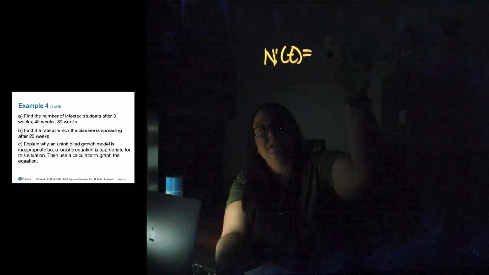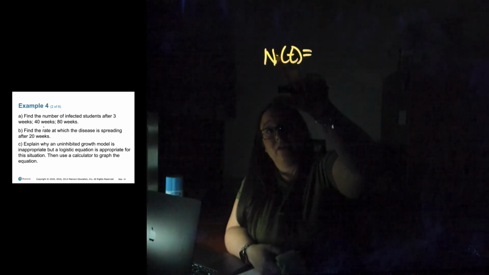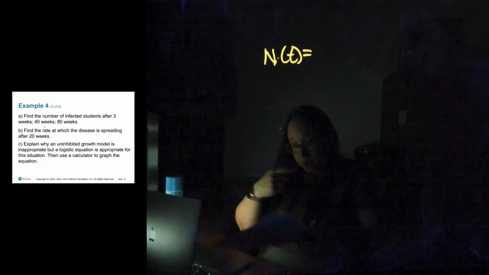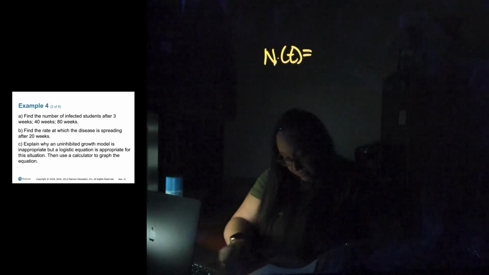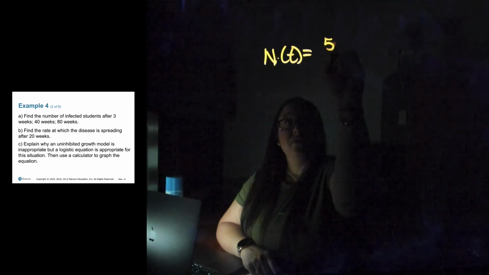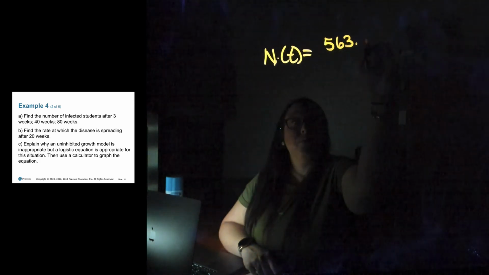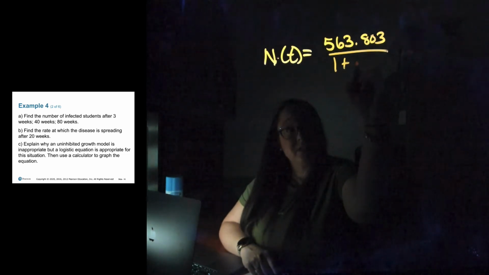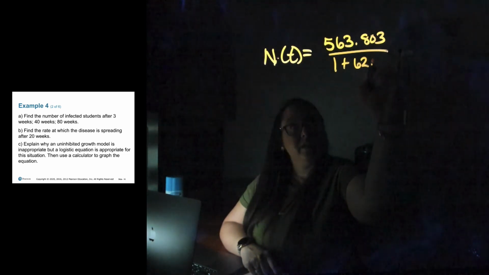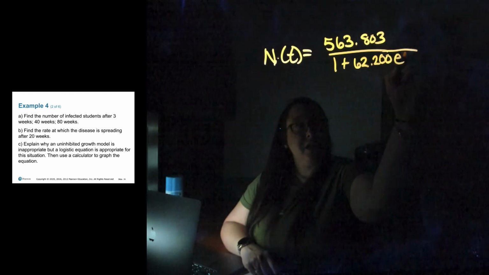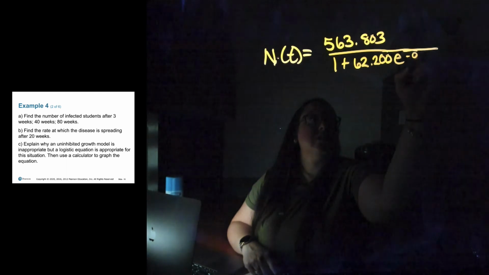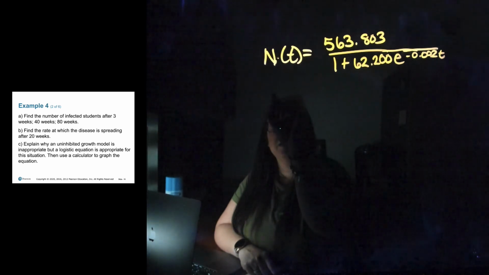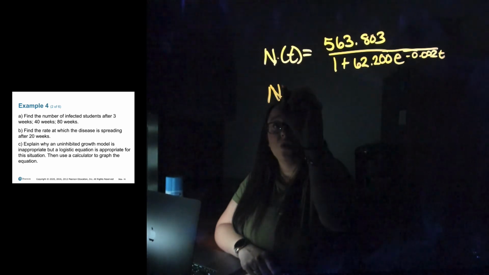Well, let's see, if I erase, let's take this little notch off here. This can be hard to erase. So the original function was, just so I can have it for reference, 563.803 divided by 1 plus 62.200 times e with the exponent of negative 0.092t.